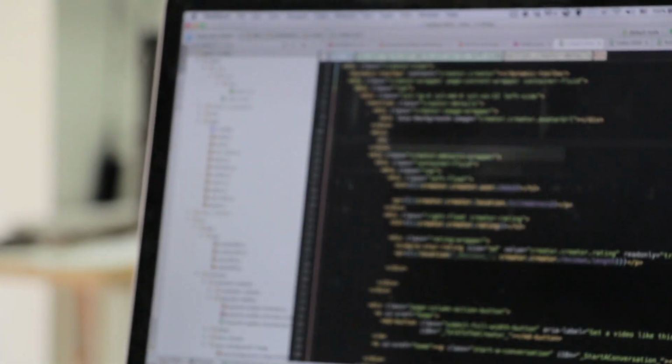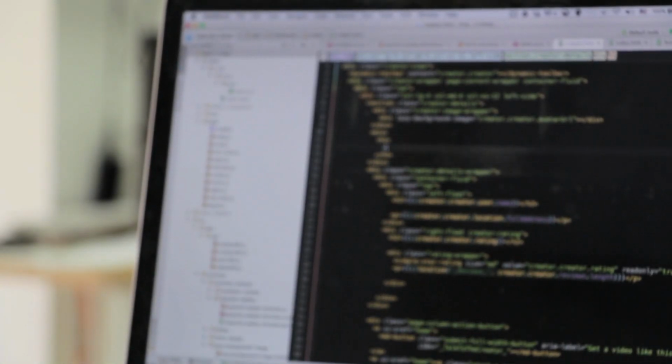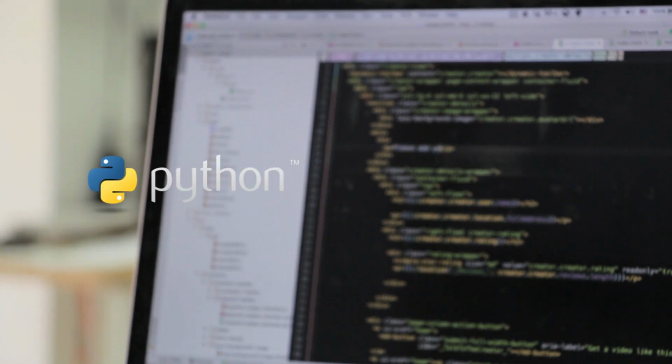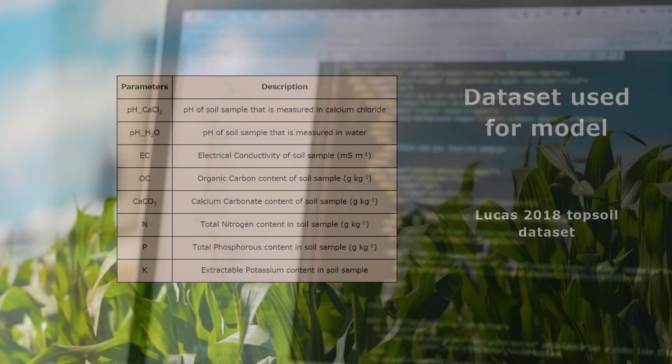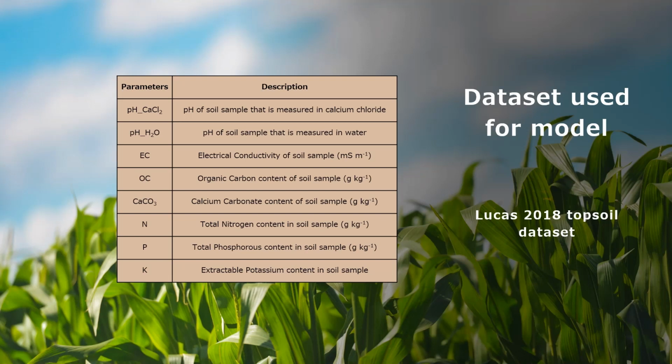Moving on to our work, we have implemented a model that predicts the soil fertility of a given farm using the Python programming language and the scikit-learn module. The dataset used for this model is the LUCAS 2018 topsoil dataset, which has 18,984 sample points of soils taken all over Europe. It is the largest open-source database of its kind, spanning the entire geographic region of the European Union and the United Kingdom.